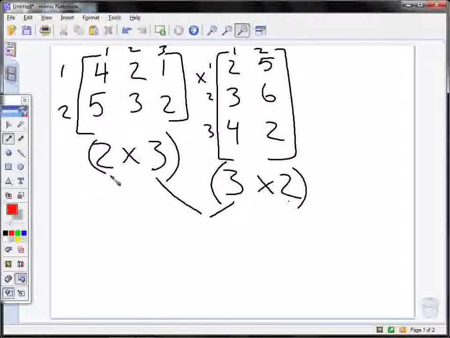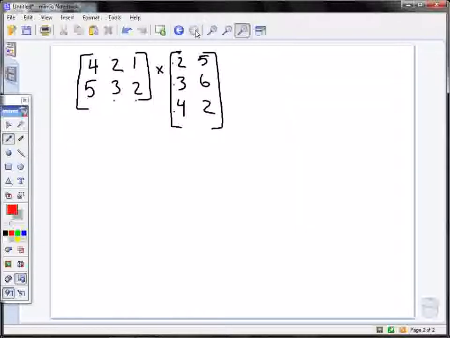Now, I know I'm going to have my rows from the first one and my columns from the second one, so my result will be a 2 by 2 matrix. This will be my final result. So now I'm going to do my matrix multiplication. So I have my matrix.